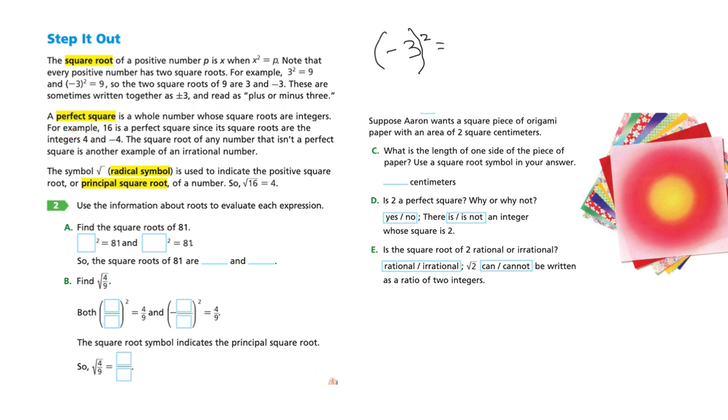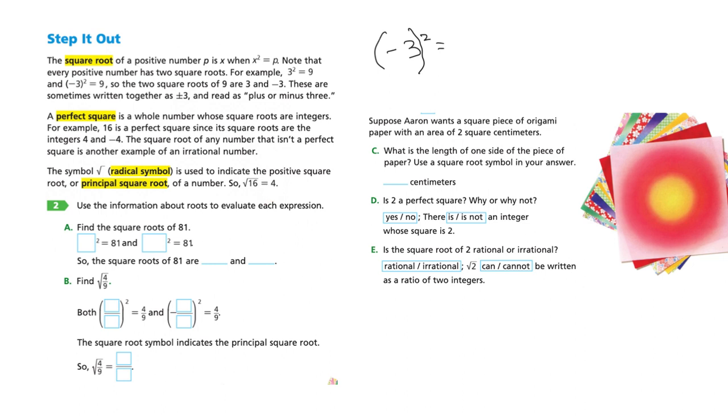All right, a perfect square is a whole number whose square roots are integers. For example, 16 is a perfect square since its square roots are the 2 integers 4 and negative 4. The square root of any number that isn't a perfect square is another example of an irrational number. So that's an important thing to remember as well. And this symbol is called the radical symbol. It's used to indicate the positive square root, or principal square root. So the positive square root is always called the principal square root. So the square root of 16, if it's under that radical sign, equals positive 4.